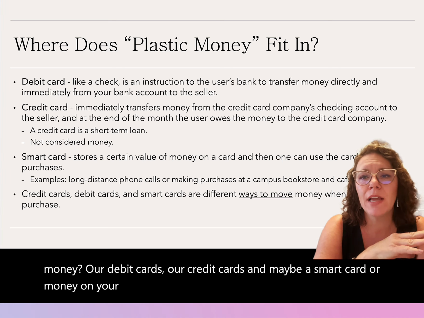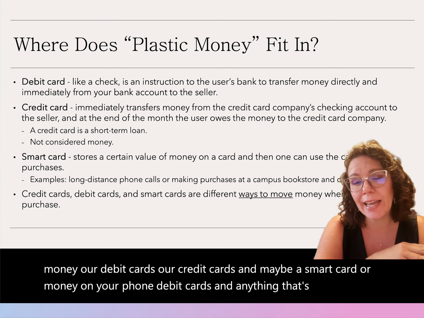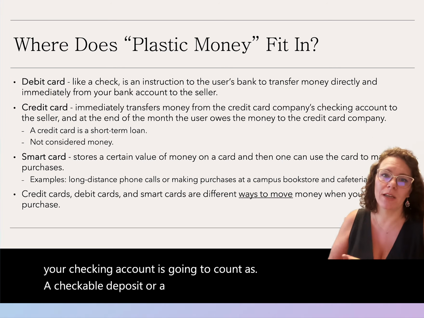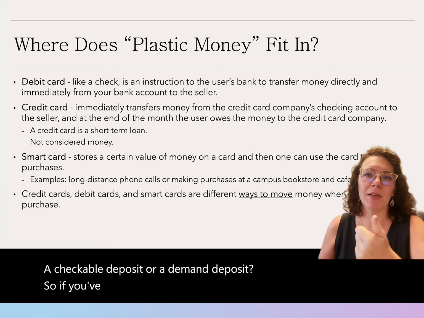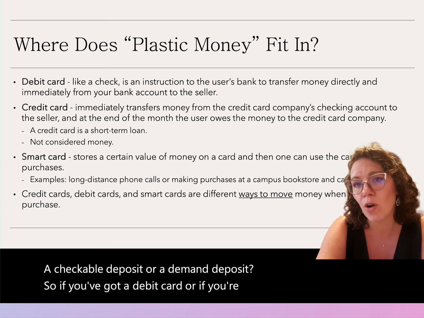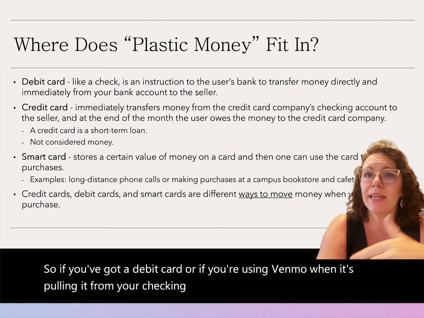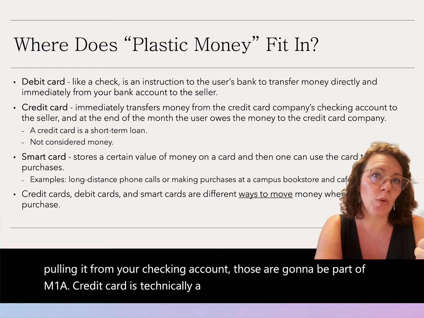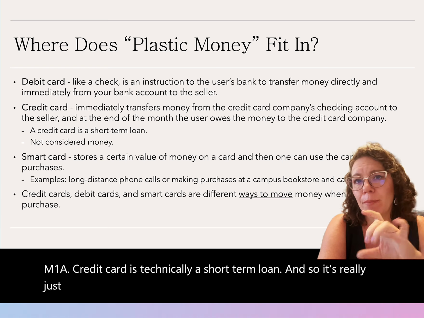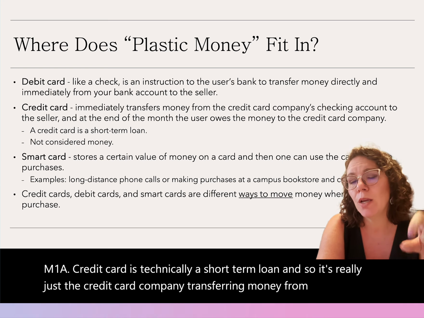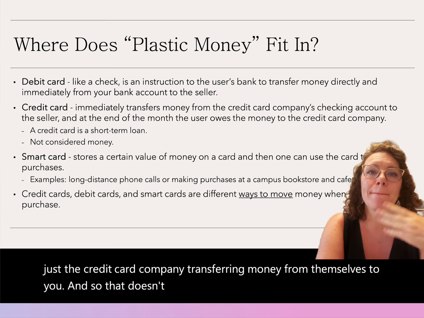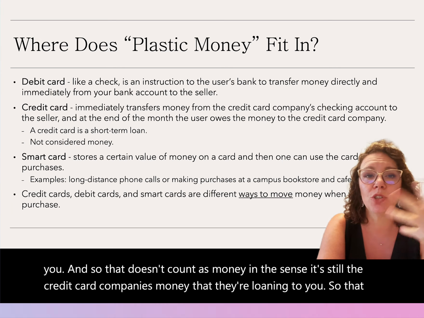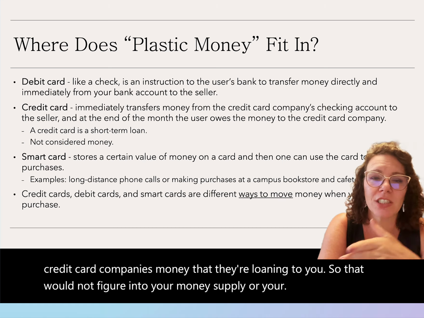Debit cards and anything that's accessing your checking account is going to count as a checkable deposit or a demand deposit. So if you've got a debit card or if you're using Venmo and it's pulling from your checking account, those are going to be part of M1. A credit card is technically a short-term loan, and so it's really just the credit card company transferring money from themselves to you, and so that doesn't count as money in that sense. It's still the credit card company's money that they're loaning to you, so that would not figure into your money supply or your personal money. It's just the credit card company's money.